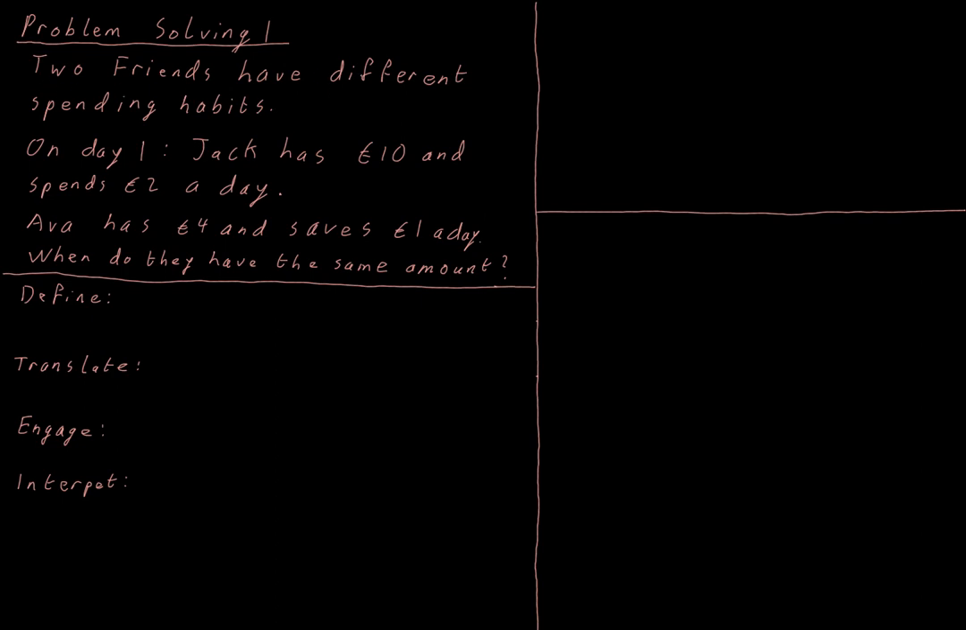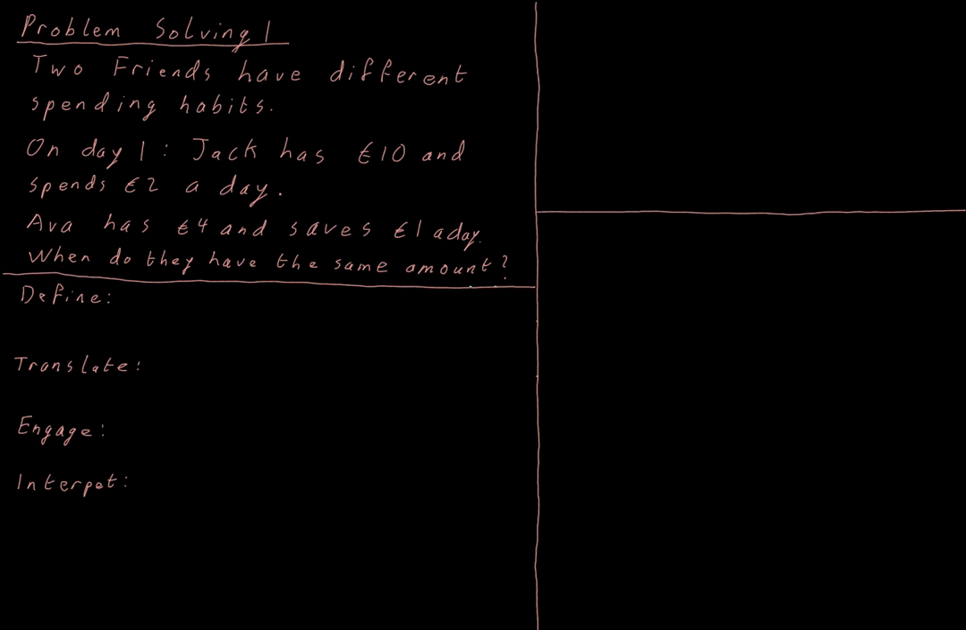Two friends have different spending habits. On day one, Jack has €10 and spends €2 a day after that. Ava has €4 on day one and saves €1 a day. When do they have the same amount? So when do they have the same amount of money?